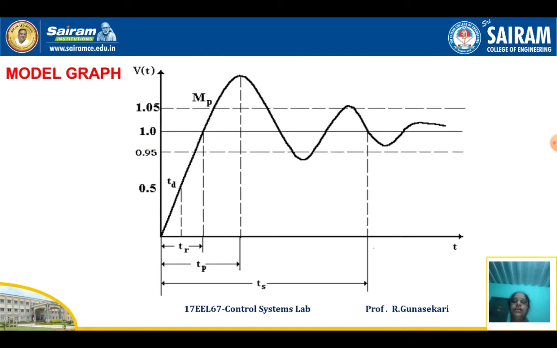Then this is the model graph of the second order system. That is the step response of the second order system. You know, x-axis time, y-axis c of t, and then MP is the maximum overshoot, Td is delay time, Tr is the rise time, Tp is the peak time, Ts is the settling time.